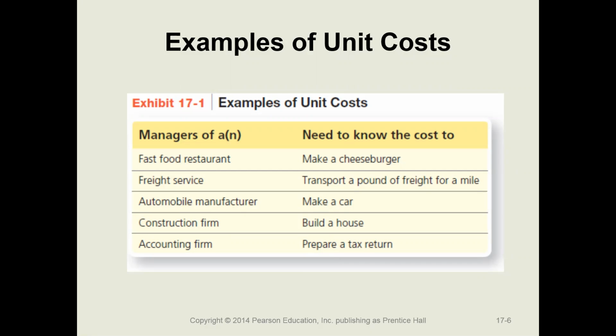An automobile manufacturer obviously needs to know the cost of making a single car. And different model cars have different cost levels. A construction firm needs to know the cost for building a particular house, again, for pricing purposes. And then an accounting firm needs to know how much it costs them to prepare a tax return. And again, some tax returns are more complicated than others, so there's more costs that go into that. So again, for determining prices, they need to know what the costs are.